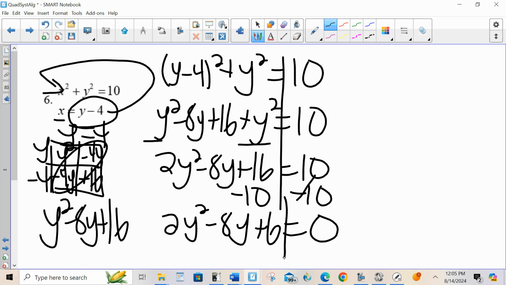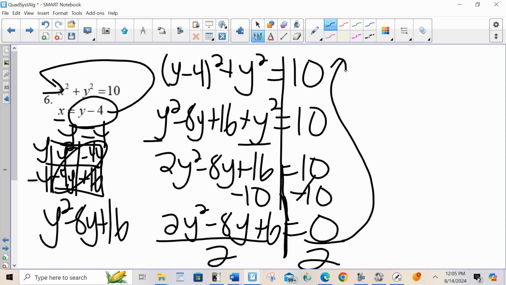Party time, bubbles, factoring. Is there a GCF? Yes, there's an integer GCF. So we said when we have an integer GCF, we can divide it away and it's gone. y squared minus 4y plus 3 equals 0. Can I factor further? 3 terms, trinomial.